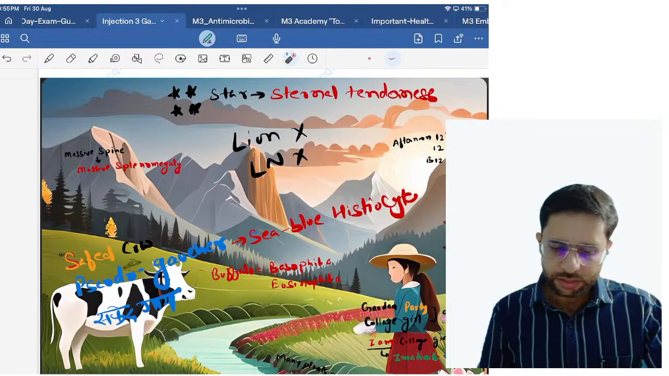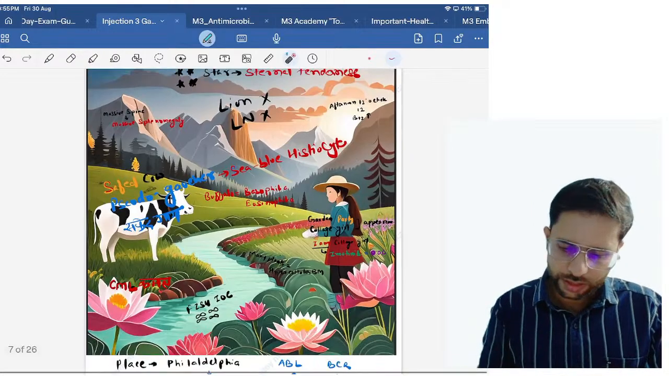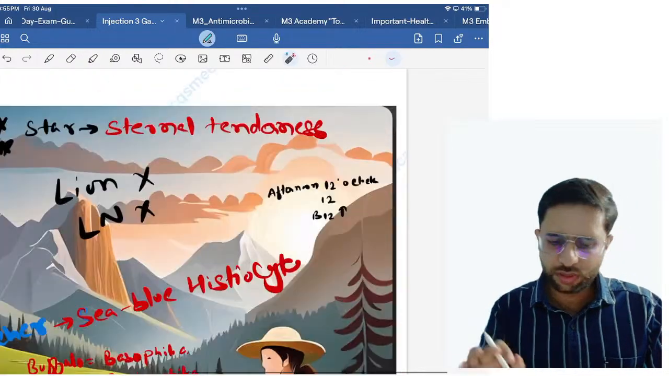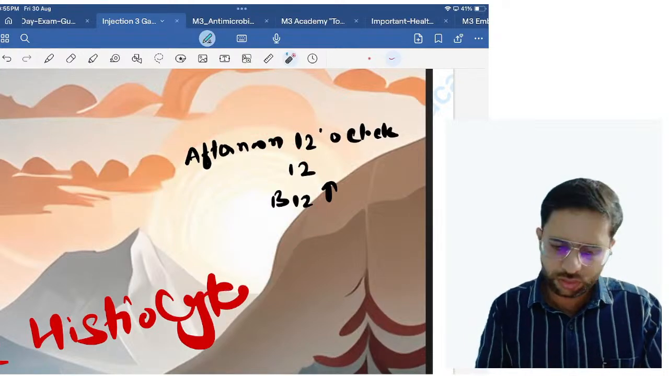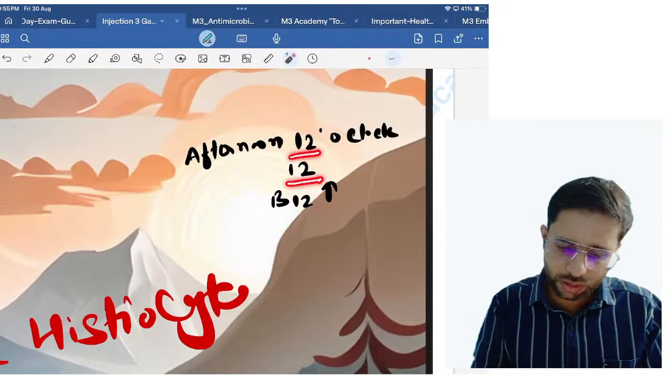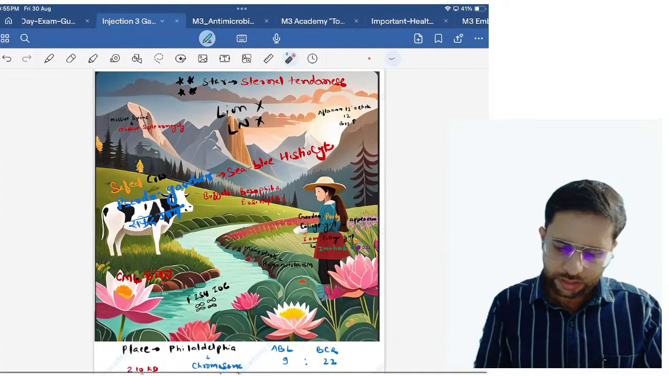Yes. तो यहाँ पे अपन देखते हैं the lion. So there is no lion in this scene, so you can say lymphadenopathy is not present, and there is a sun. There is a sunrise. So this is afternoon. Afternoon means you can say 12 o'clock. So 12 o'clock means B12 is increased. B12 is increased in CML.